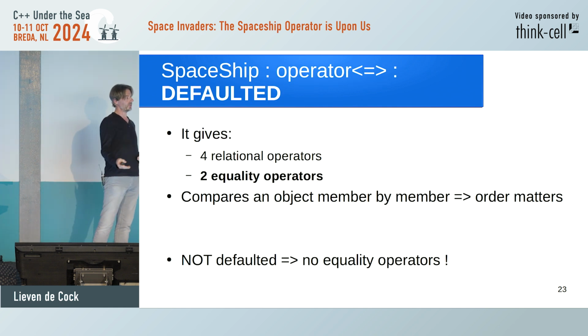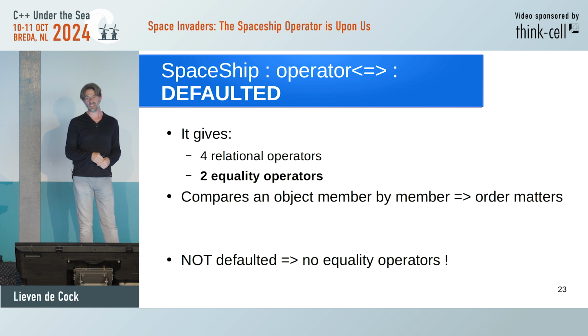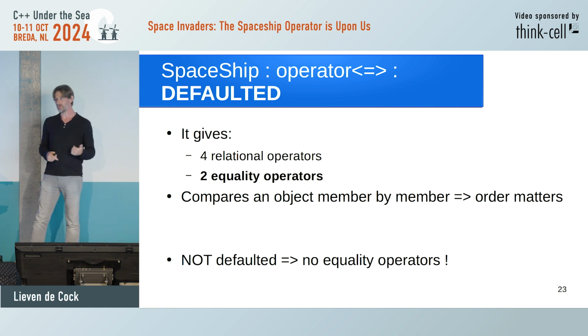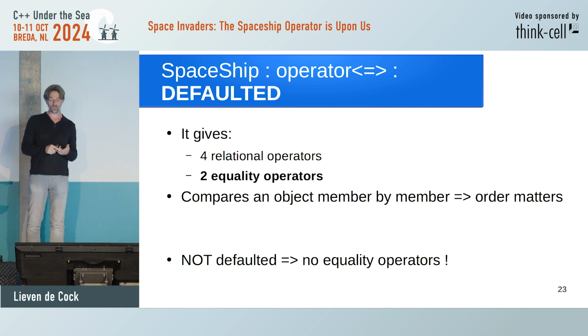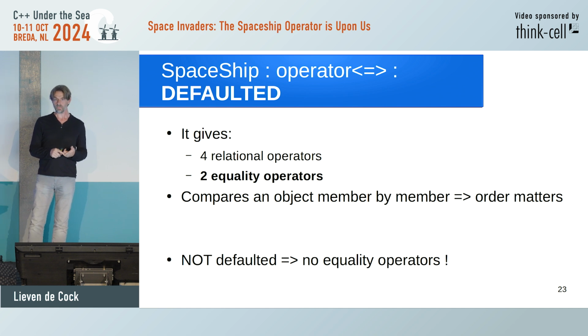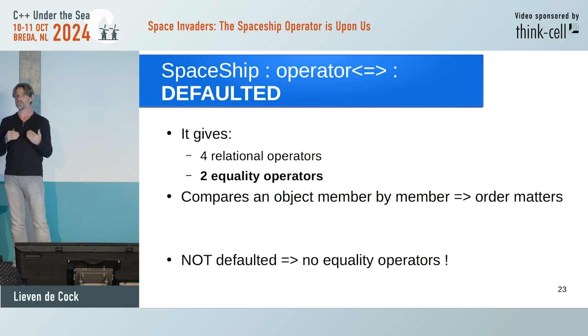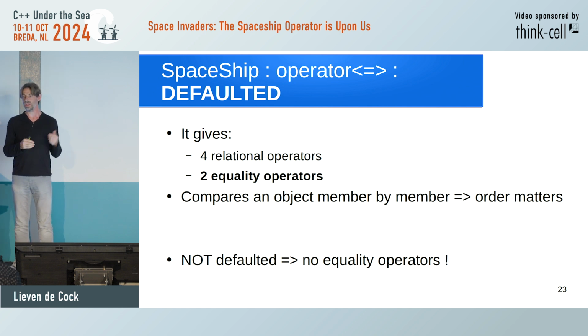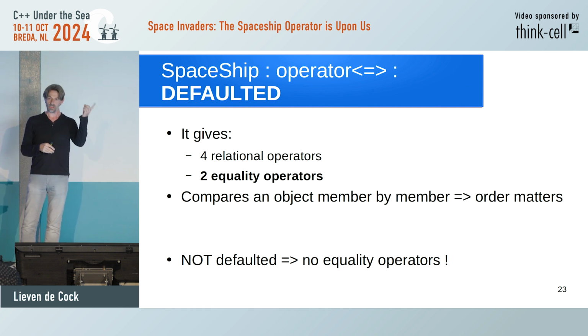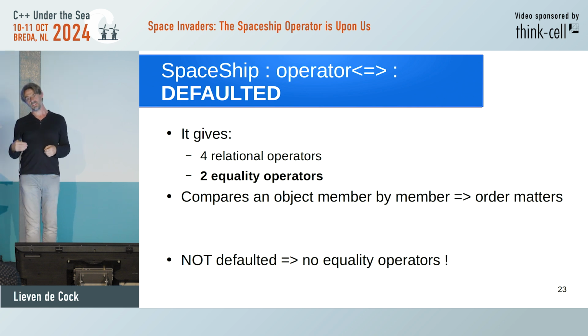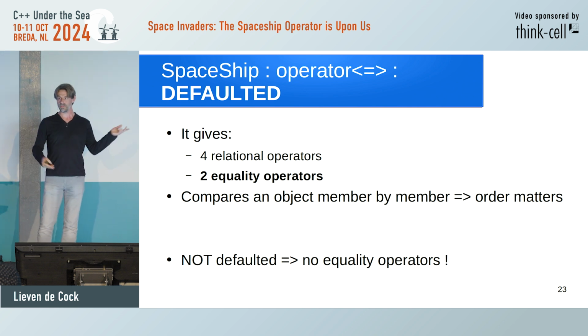So when the spaceship operator, as in the magic int example we have seen, is defaulted, it gives us the 4 relational operators and the 2 equality operators. The compiler's implementation will apply the thing you want to do on a member per member basis. So the order of your struct is important. As we saw in siblings in music, the first member was the surname, and the second member was the first name. If it would have been swapped around in the struct declaration, the outcome would change.